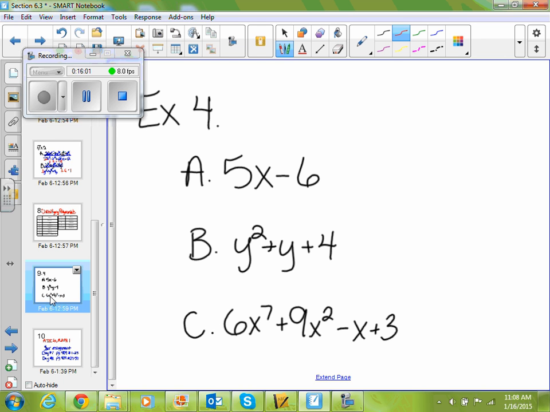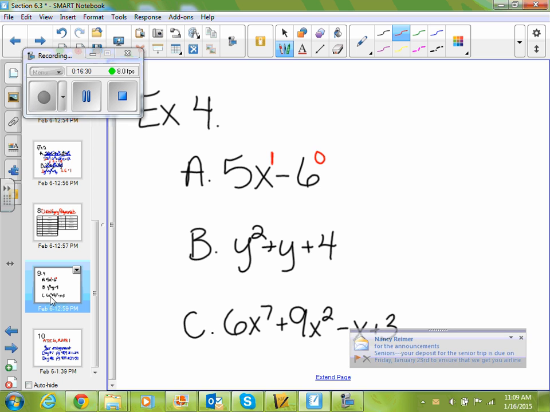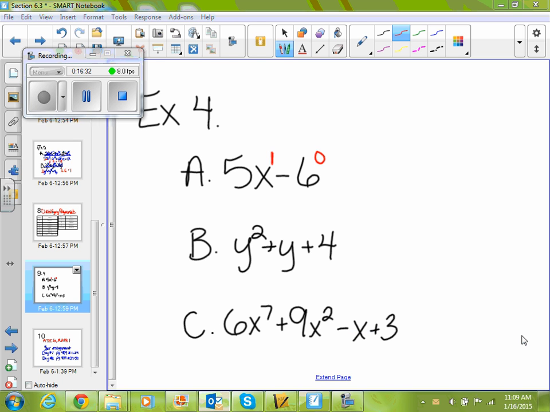Okay, so if I look at example 4a, I have 5x minus 6. The first thing that we do to classify a polynomial is look for the degree. Your degree of a polynomial is your biggest exponent. If I look at 5x minus 6, this x has an exponent of 1, this 6 has an exponent of 0. So my biggest exponent is 1. That means that my degree is equal to 1.